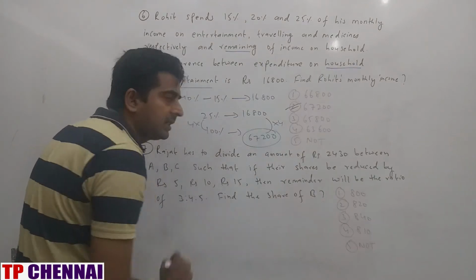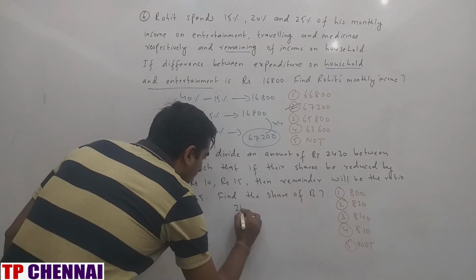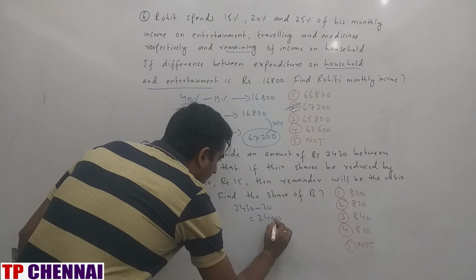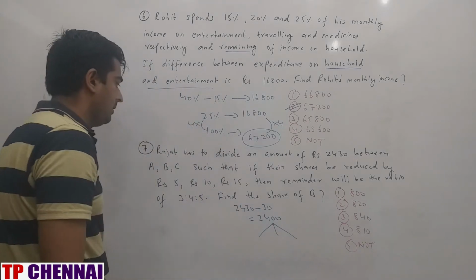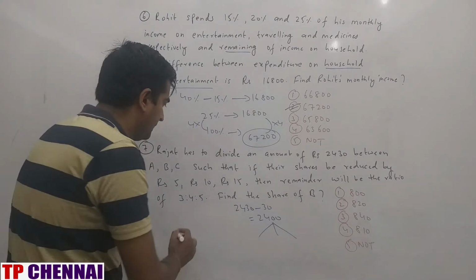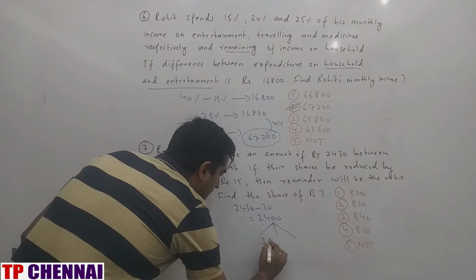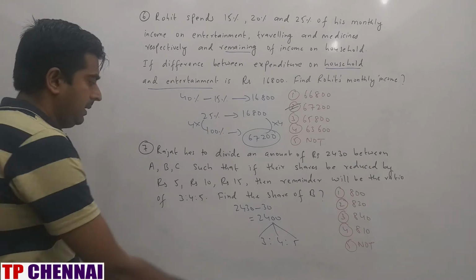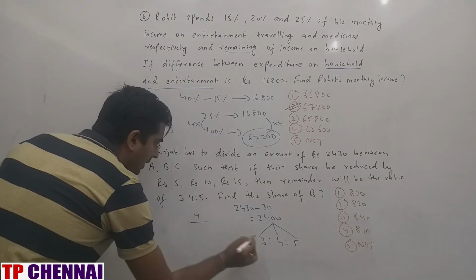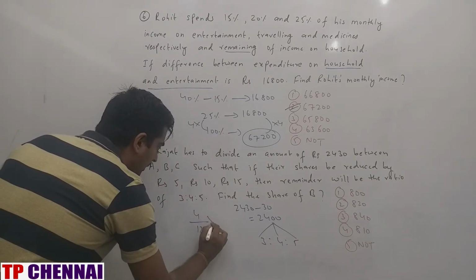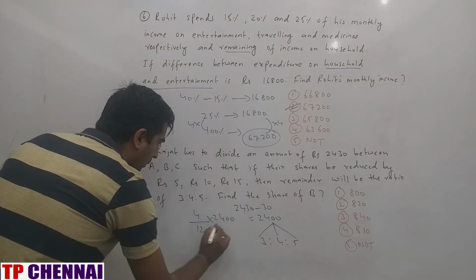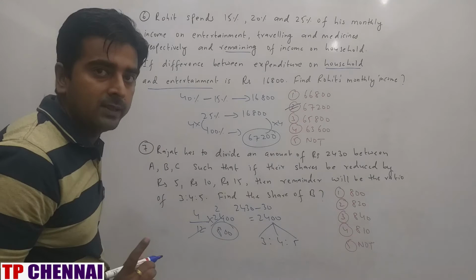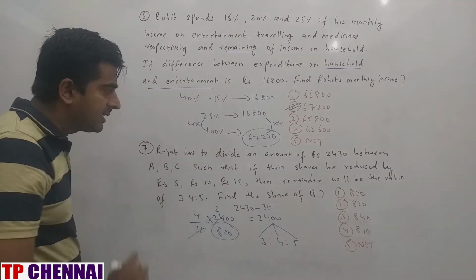5 plus 10 plus 15, which is nothing but how much? 30. So subtract 30 from rupees 2430, which is nothing but 2,400. Now this remainder is divided among A, B, C in 3:4:5. Now they are asking the share of B. B's part is 4. So 4 divided by the total 12 into 2,400, which is 800.